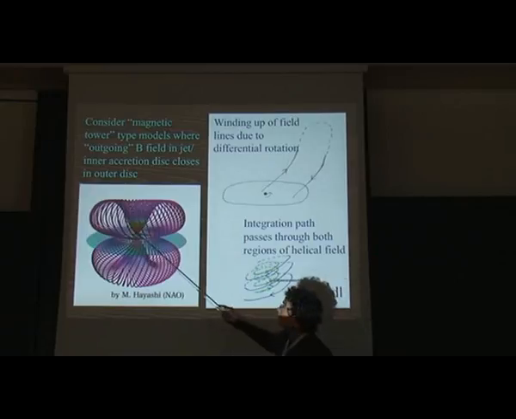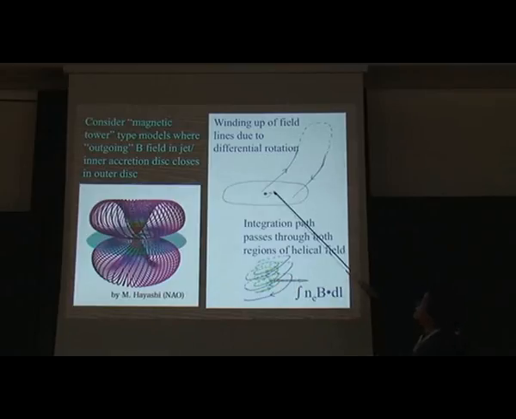And one possibility is that it goes out in the inner disk, and closes in the outer disk. And in this case, you've got roughly this type of situation. Here's meant to be the accretion disk rotating around. Field line sort of goes out, all the way up, comes back, closes in the outer disk. This whole thing gets wound up by the rotation.